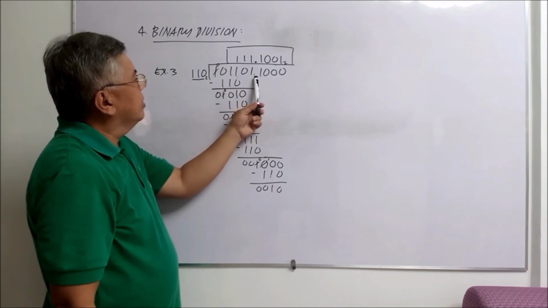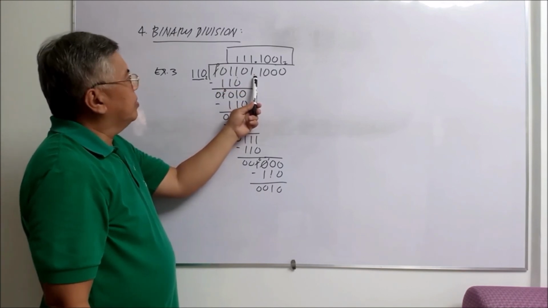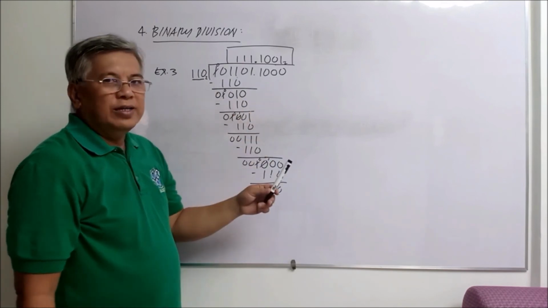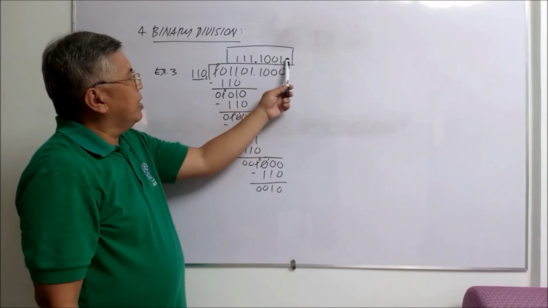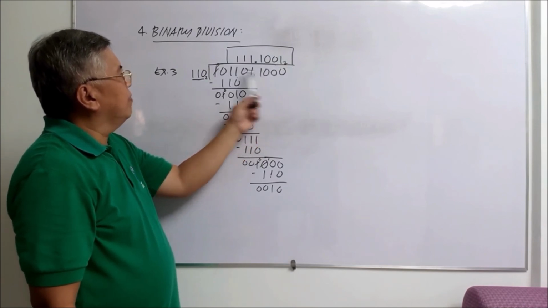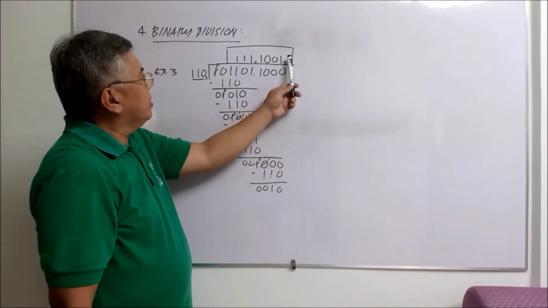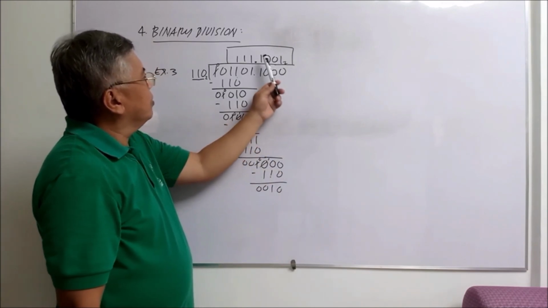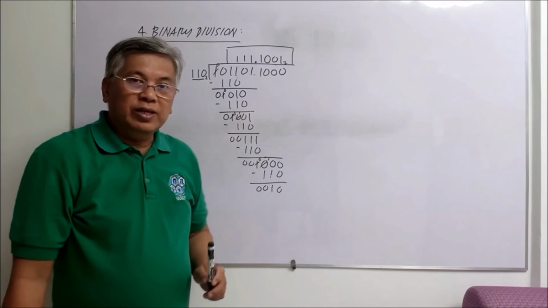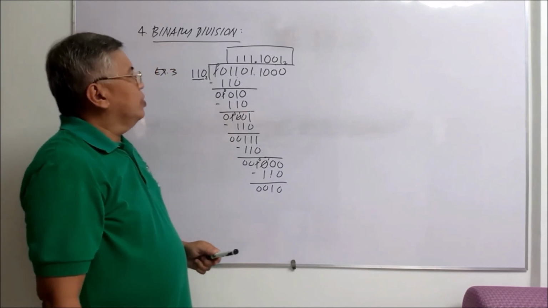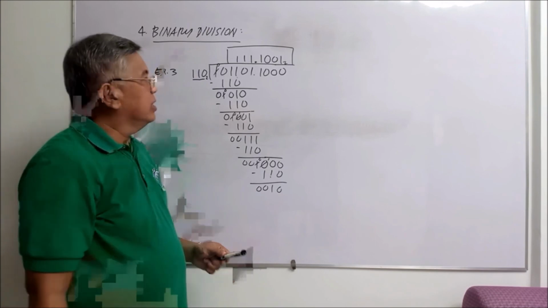If you want to do the checking, all you have to do is convert this number here into its decimal equivalent, and this one here into its decimal equivalent. Then you divide. Then you try to find out if the answer after dividing these two in decimal equivalent is equivalent to 111.1001 or approximately equal to. Okay? So that is how you do the binary division.